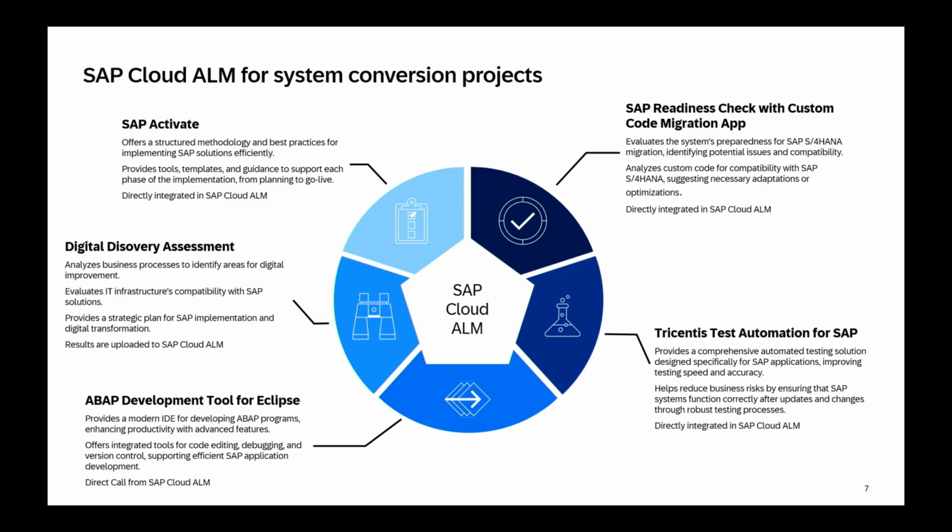Then I already spoke about the Readiness Check. As said, directly available there. And we have attached to the Readiness Check also the custom code migration app. I will talk about this then in a second. And in a system conversion project, of course, testing is also important. So we have the Tricentis test automation in place.